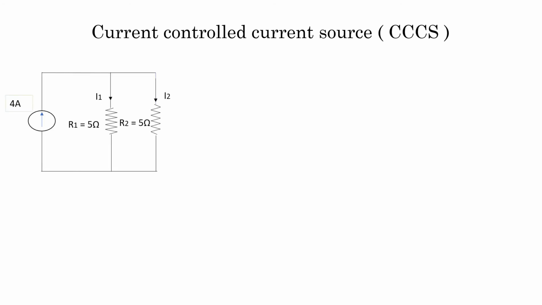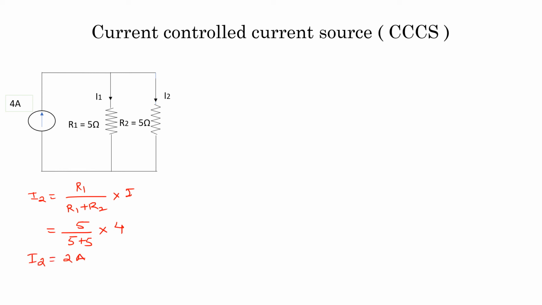The last type of dependent source is current controlled current source. The simple parallel circuit is shown, and now suppose I want to calculate the current I2. I will calculate by current division formula, that is R1 divided by R1 plus R2 into I. If I put the values, I will get 5 divided by 5 plus 5 into 4, that is equal to, now I2 is equal to 2 ampere.